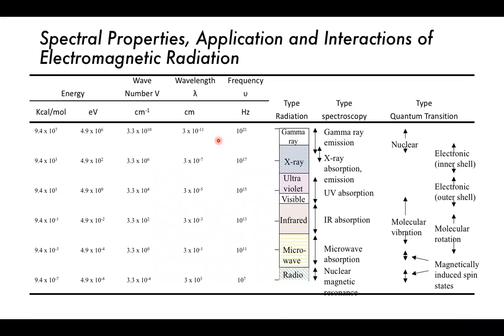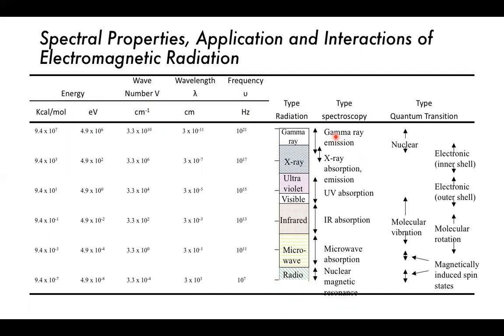So here is some more detailed information on these. So we have the energy. We didn't have energy on the last one, we just had number lines. But now we have energy in electron volts and also in kilocalories per mole. We have wave number, wavelength, frequency. We have the different types of radiation here, gamma ray through to radio, of course.